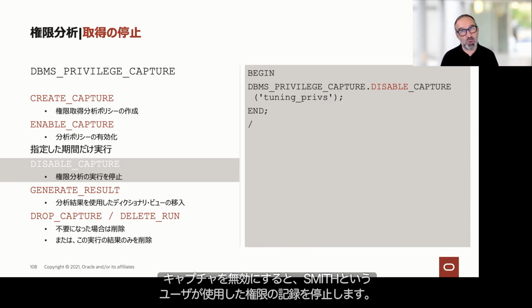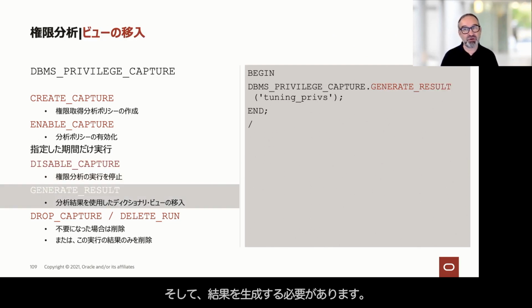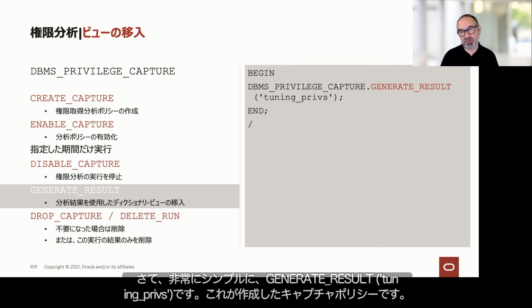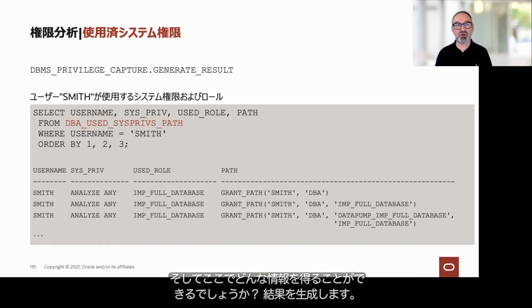At one point, when you disable the capture, then we stop the recording of the privileges the user Smith used here. And then we need to generate the results. So very simple, generate result, tuning privs. That was my capture policy I created. And what information do I get here?